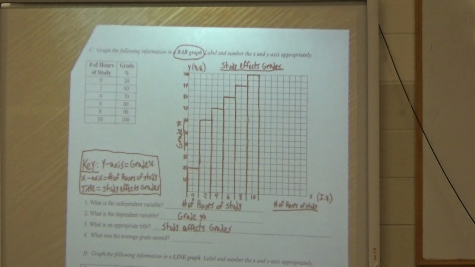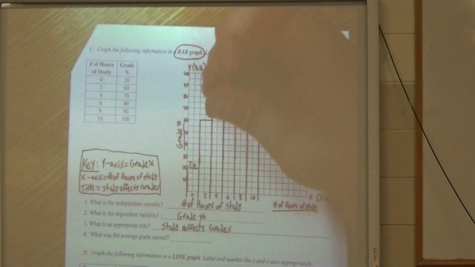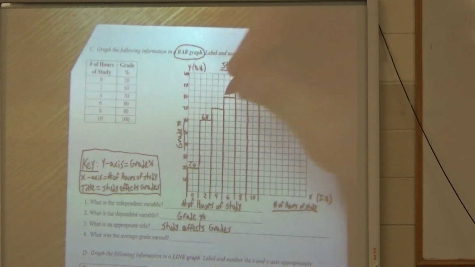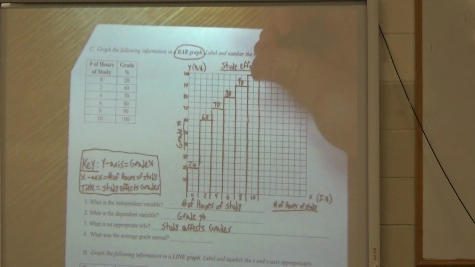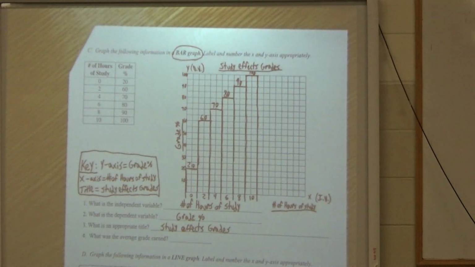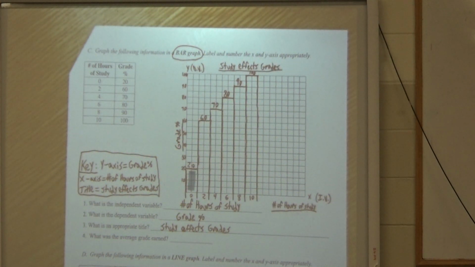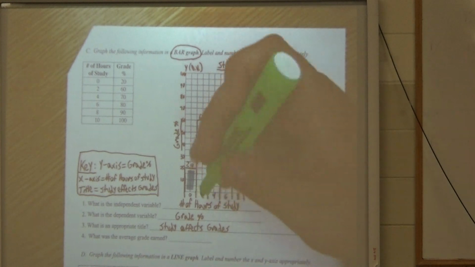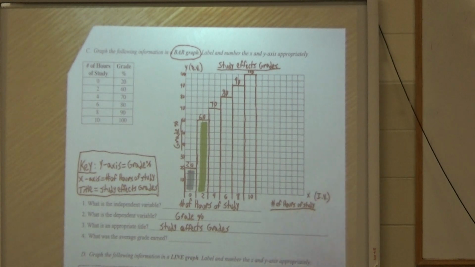So, with that, before I color it in, let's go ahead and label above it, just so we can visually see it, right? 20, 60, 70, 80, 90. That way I can just look at it and see it quicker. Now let's go ahead and color it in. There we go.